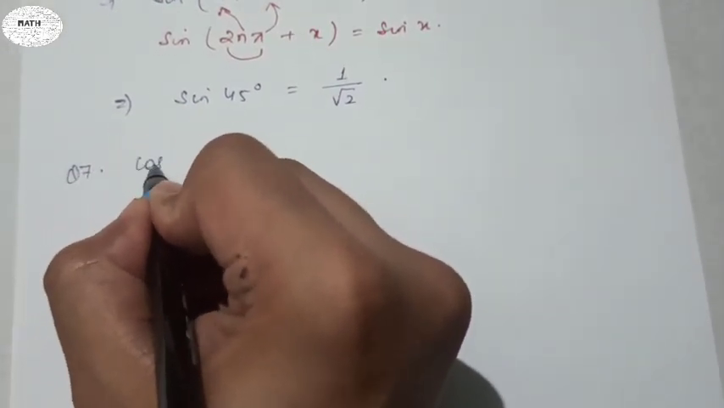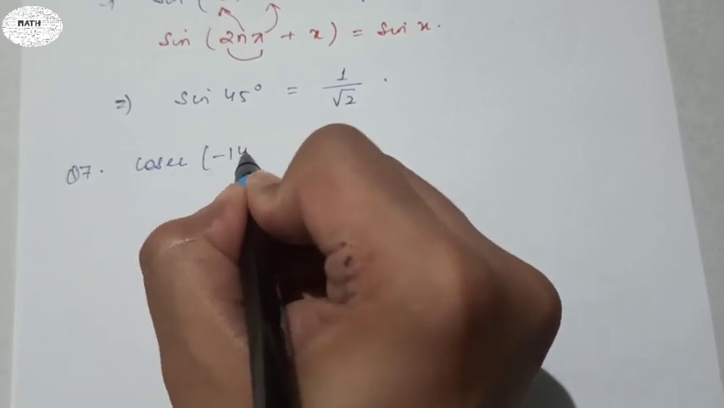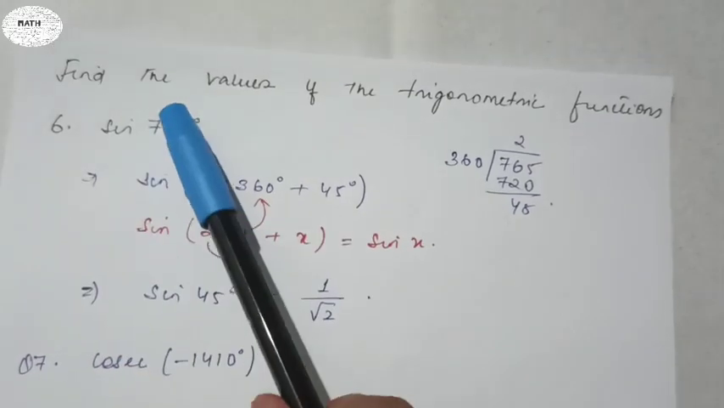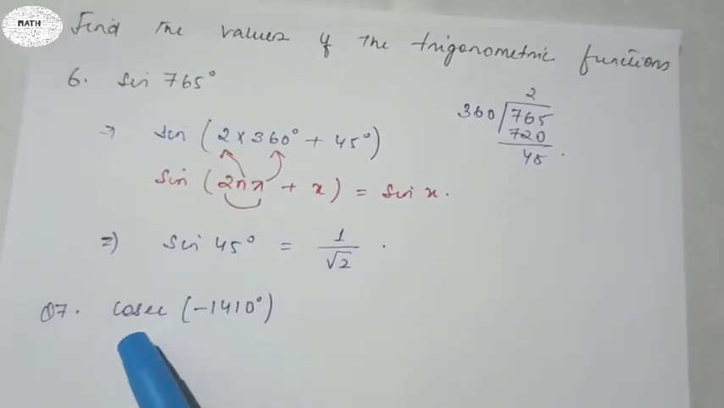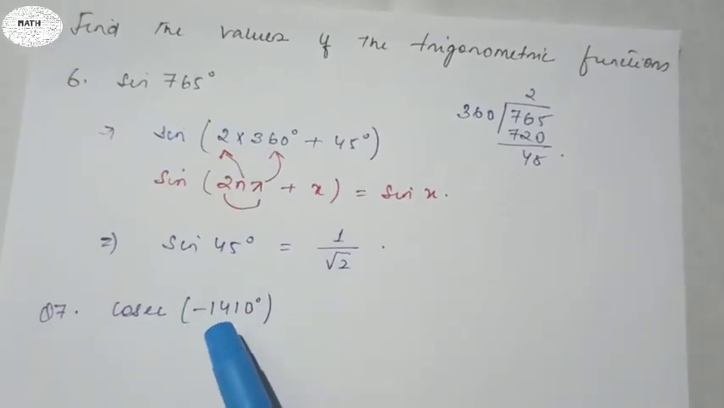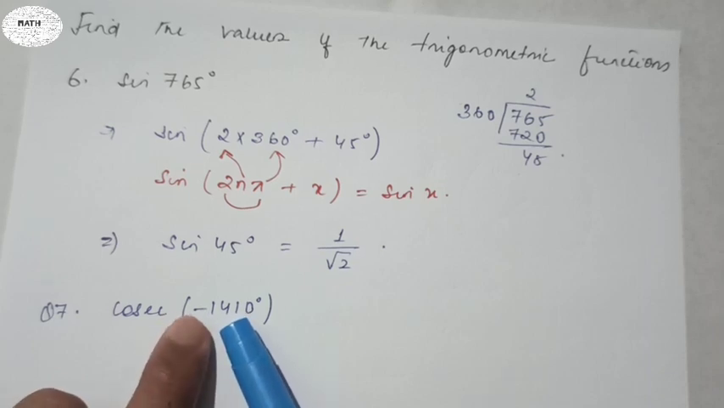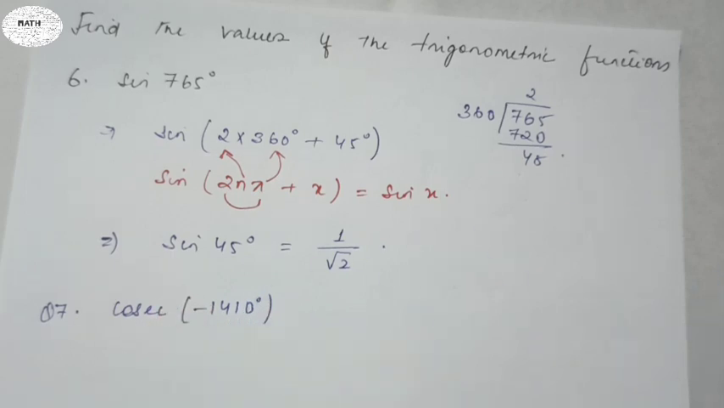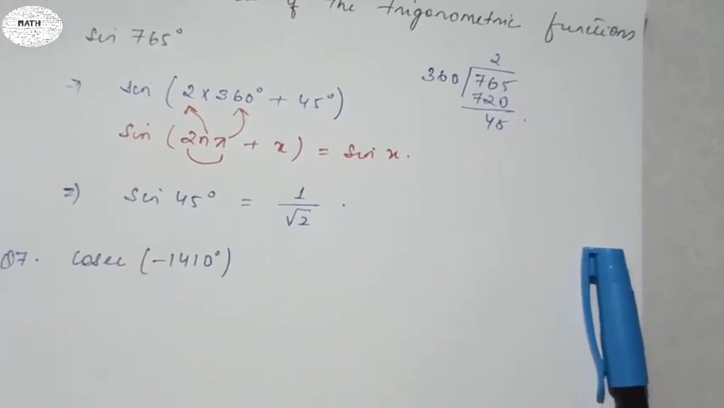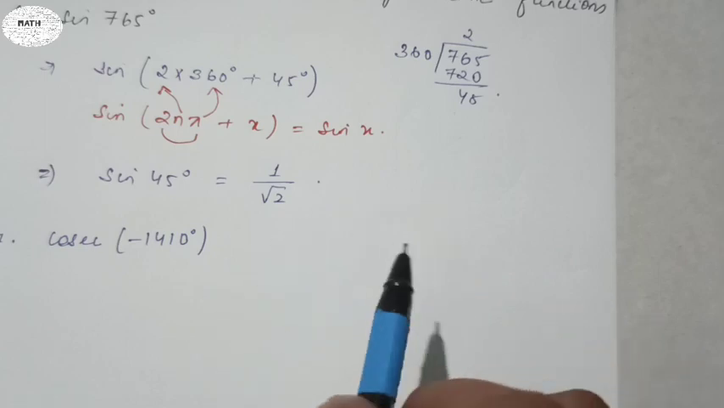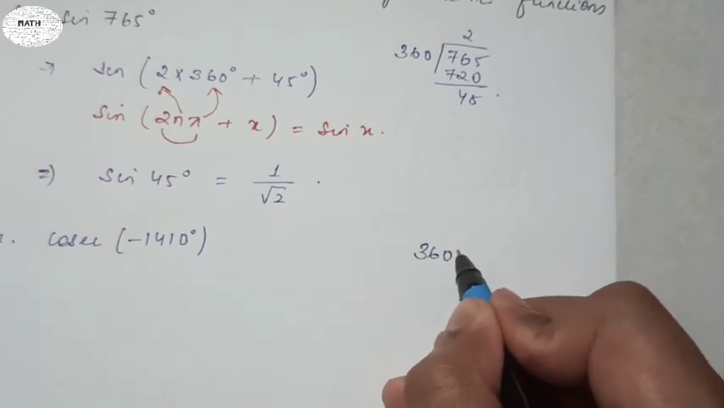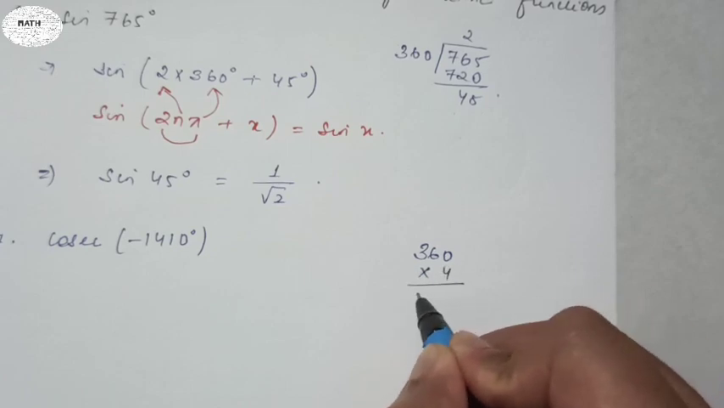Question number 7 is cosec of minus 1410 degree. Again, the same thing as question number 6: even cosec 1410 is a very huge, very big number. And I got a minus here, though I need the answer in positive, so I have to remove this minus also. What I can do with 1410 is use multiples of 360. Use the calculator, okay? 360 into 4 is how much?